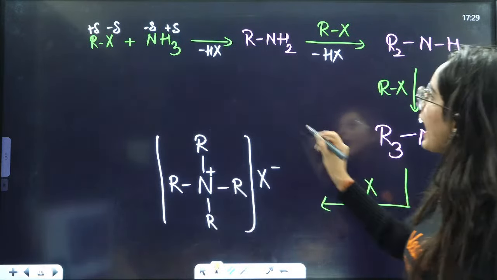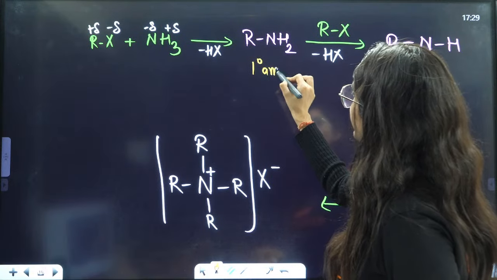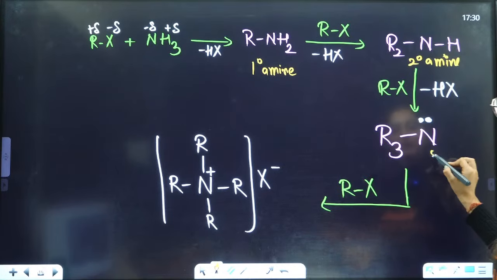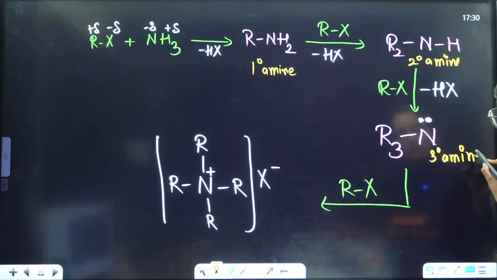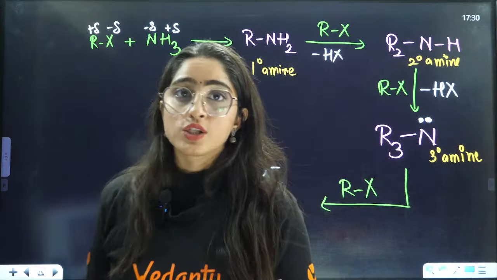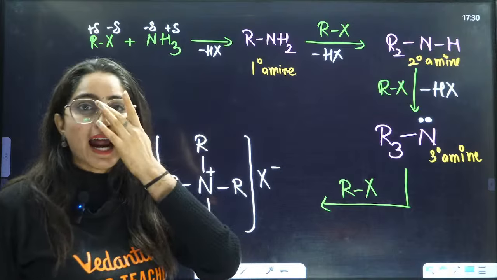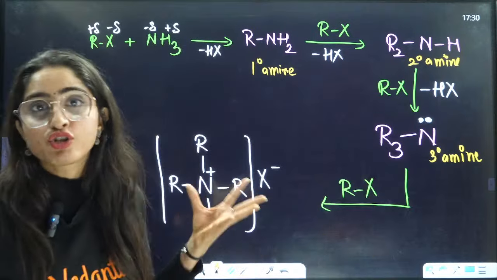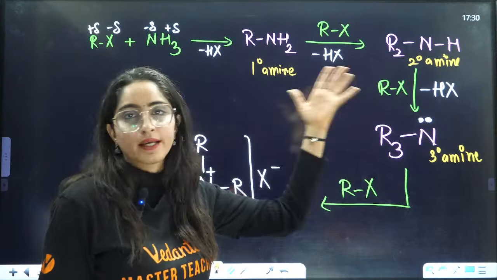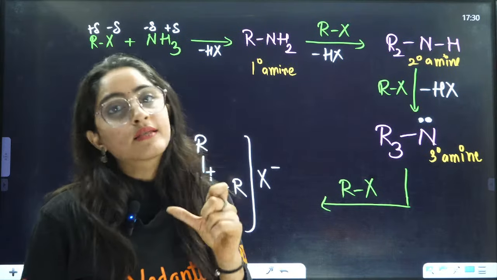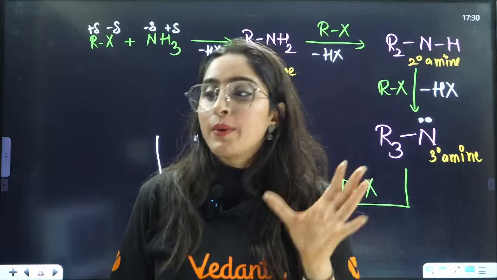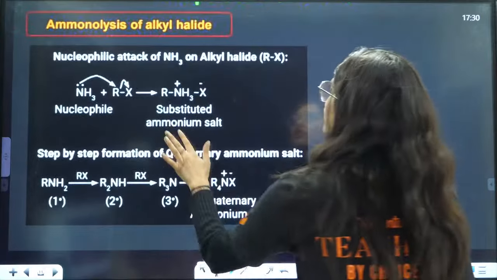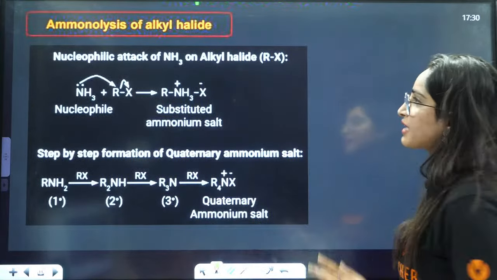So firstly we have 1 degree amine, then 2 degree amine, then 3 degree amine, then quaternary ammonium salt. So this is ammonolysis, in which you are adding ammonia to the alkyl halide. When you add ammonia to the alkyl halide, you have the formation of a mixture of products: 1 degree, 2 degree, 3 degree and quaternary ammonium salt. That is the reason this reaction is not preferred, because you have a mixture of products that are formed here.